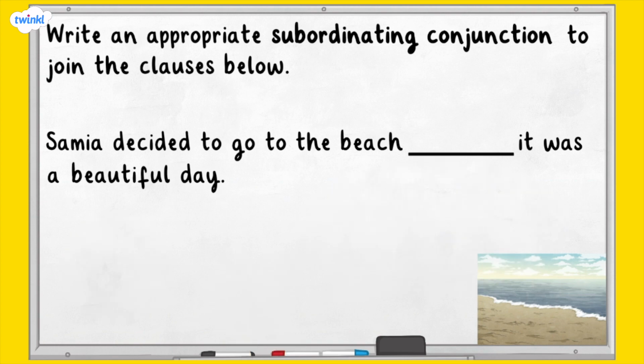Do you have an answer? Excellent. This is quite an open-ended question, so there may be a few different responses. However, it's important that you chose an appropriate subordinating conjunction. For example, the subordinating conjunction after wouldn't work here because it doesn't make sense. Some examples of answers could be: Samia decided to go to the beach because it was a beautiful day. Samia decided to go to the beach as it was a beautiful day.